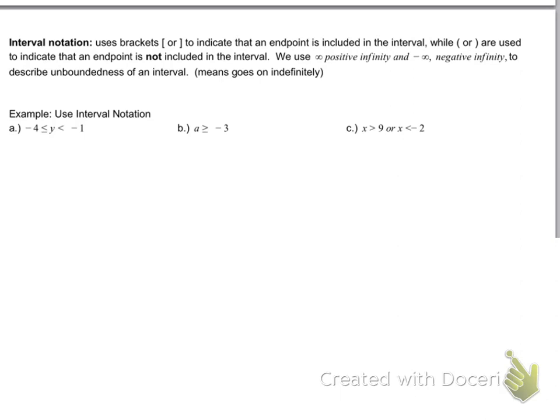Now, we will also use positive infinity and negative infinity in interval notation. We could technically do this with our inequalities as well, but it's just easier to say, like in part B, a is greater than or equal to negative 3. We just know that it's going to go up to positive infinity, and you can find any number you want. We don't need to write that it's less than negative infinity.